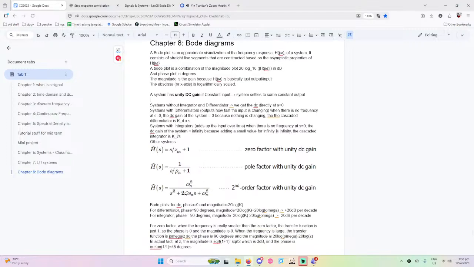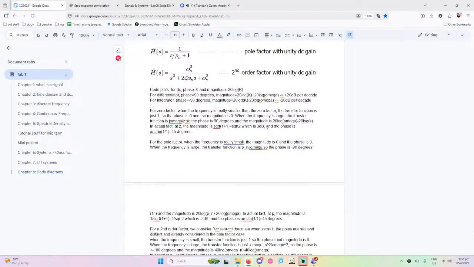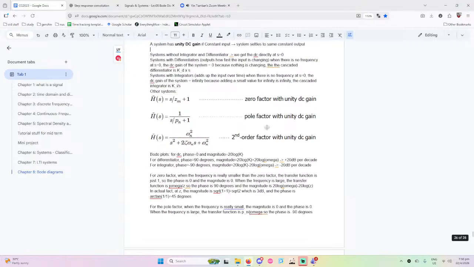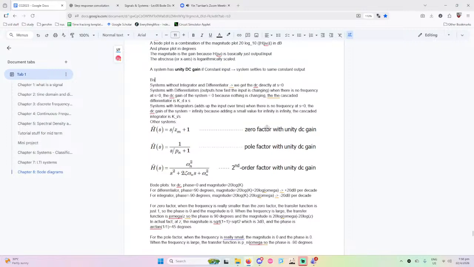Fourth one is the zero factor, which is s over zm plus 1. Fifth one is the pole factor, which is 1 over (s over pn plus 1). Sixth one is the second order factor, which is omega n squared divided by s squared plus 2 zeta omega n s plus omega n squared.